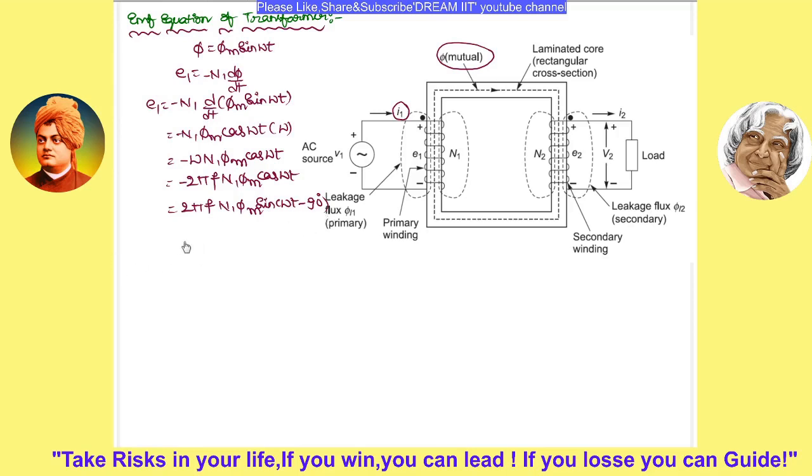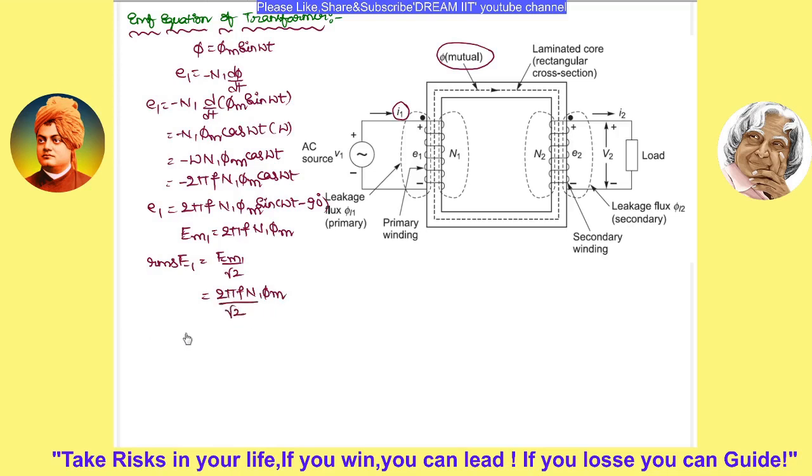Next, if you compare this equation, what is the Em1, that is the induced EMF maximum value? We can write it as 2 pi f N1 into phi m. So this induced EMF is of maximum value. If you want to get E1, the RMS value of the induced EMF, what you have to do? Em1 by root 2, a relation we already know, that is 2 pi f N1 phi m divided by root 2.